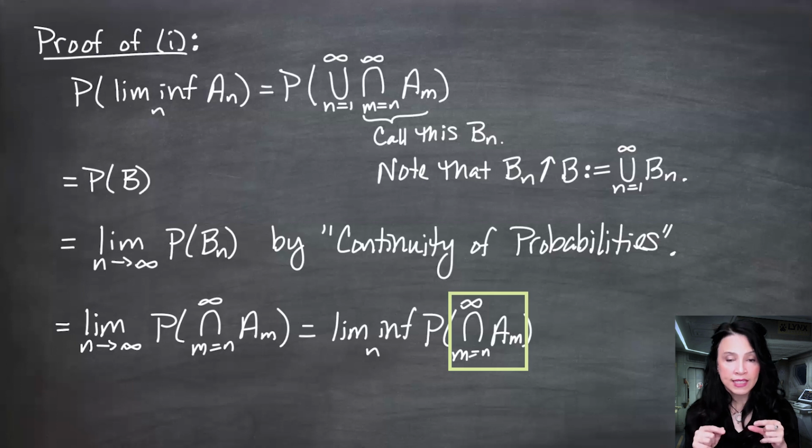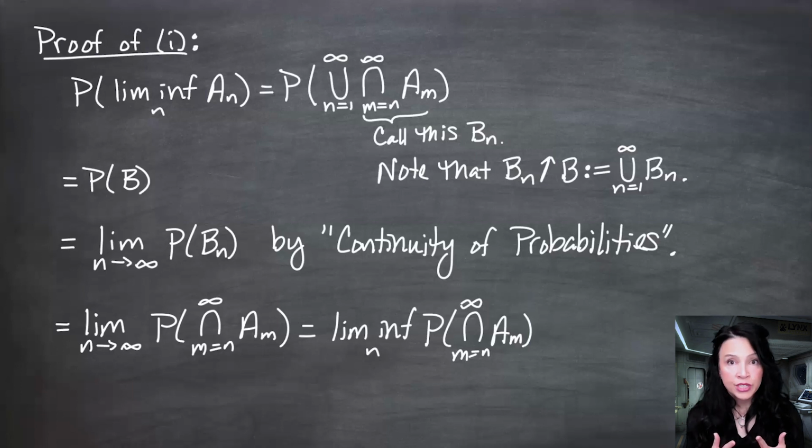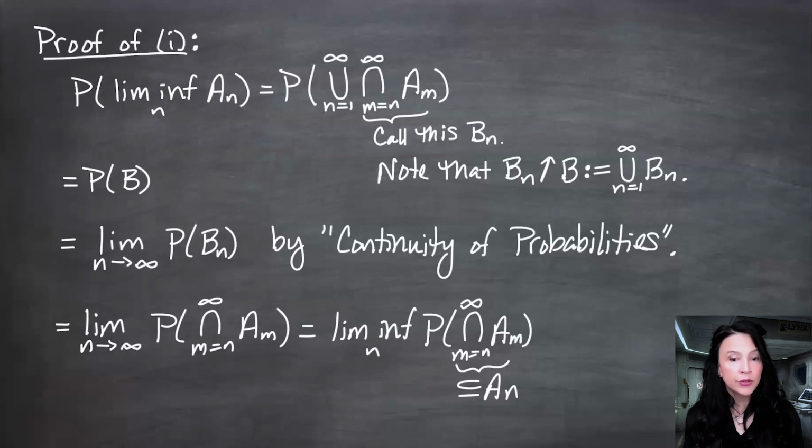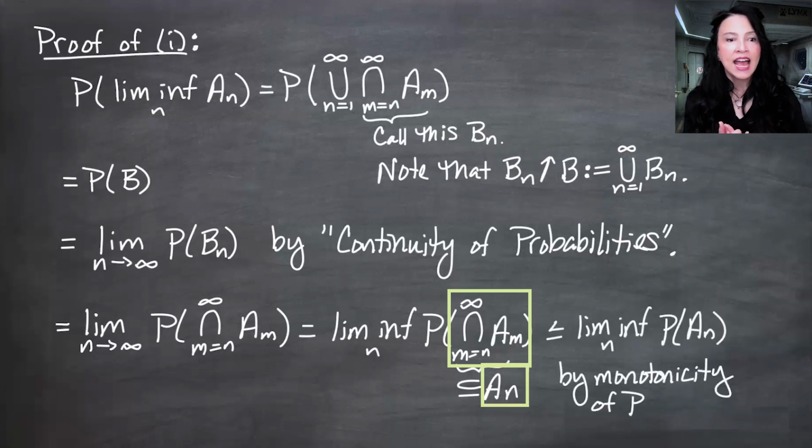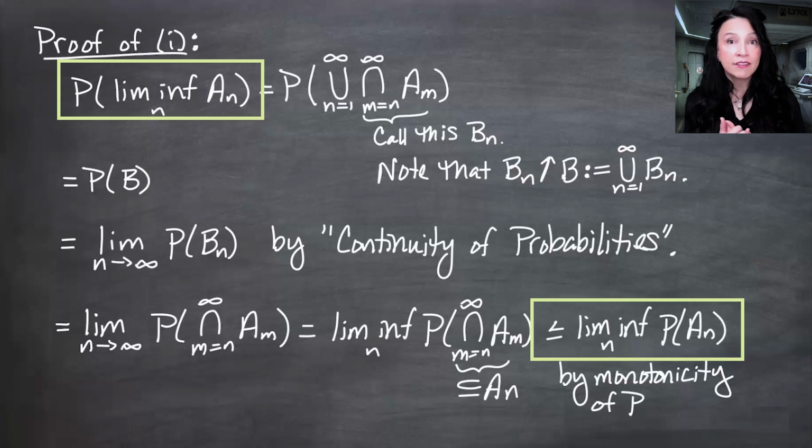And note that this is an intersection of A_{n+1}, A_{n+2}, and the intersection of a bunch of sets is going to be contained in any one of them. In particular, the intersection of A_{n+1}, A_{n+2} must be contained in A_n and A_{n+1} and A_{n+2}, but this is really all I care about. I'm going to use monotonicity of the probability measure to say that the probability measure of this set is less than or equal to the probability measure of this set. And from here to here, that is the first inequality that we wanted to prove in this theorem, part I.